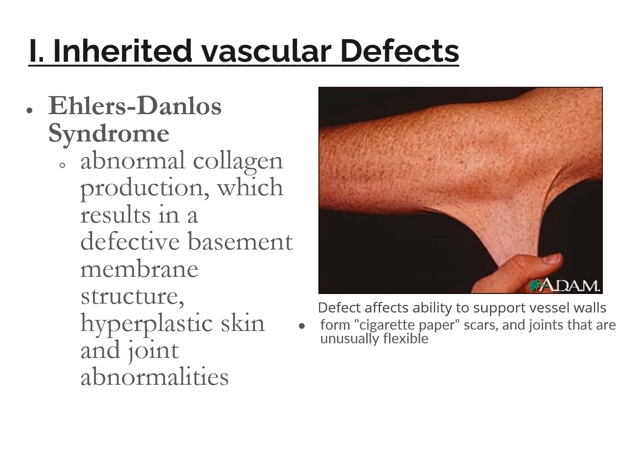This condition also causes the skin to be easily bruised. They heal poorly, and they form cigarette paper scars and joints that are unusually flexible, as in hyperflexible and hypermobile. As you can see here, the skin can be stretched much further than normal skin. So that's Ehlers-Danlos syndrome.